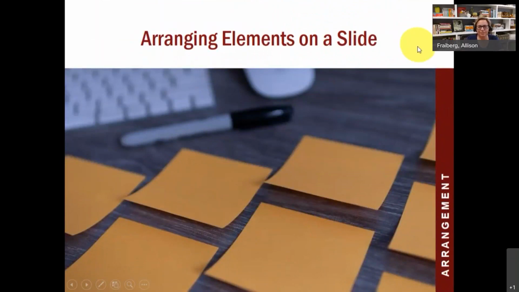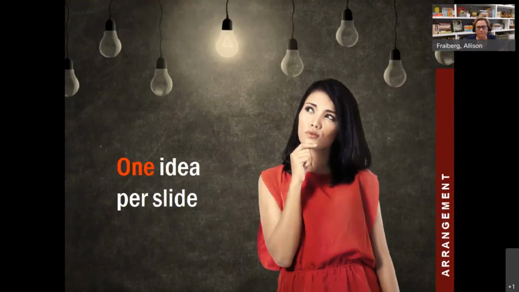All right. Arranging elements on a slide. One idea per slide. One idea per slide. There might be a couple of components to that idea, but if you're trying to put 5 major ideas onto a slide, the only thing that's going to do is make people not listen to you and only look at your slide. And if that's the case, send them your slide deck and don't bother presenting. One idea per slide. Then people can listen to you about the idea.